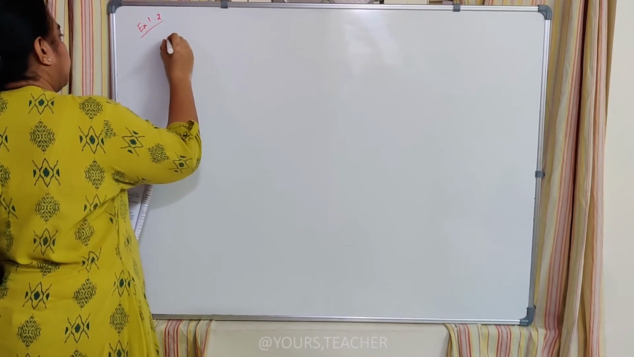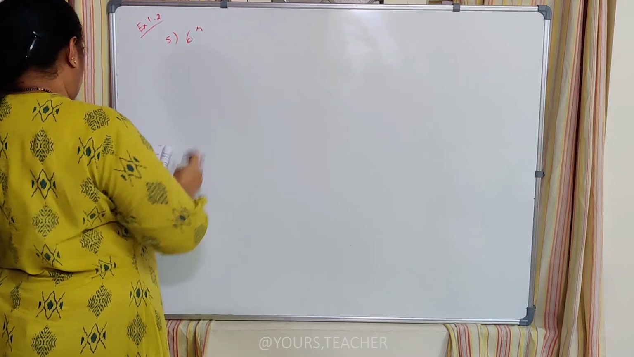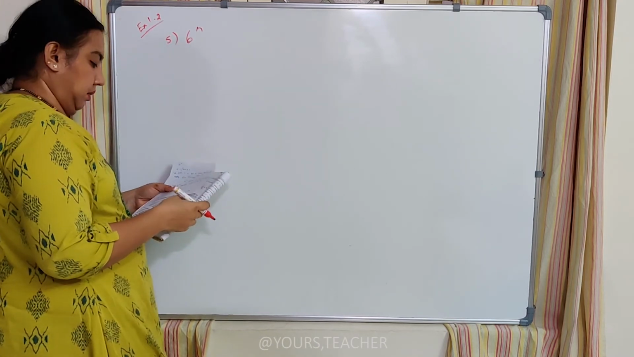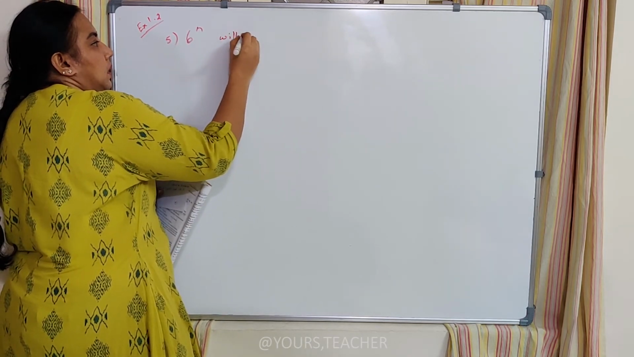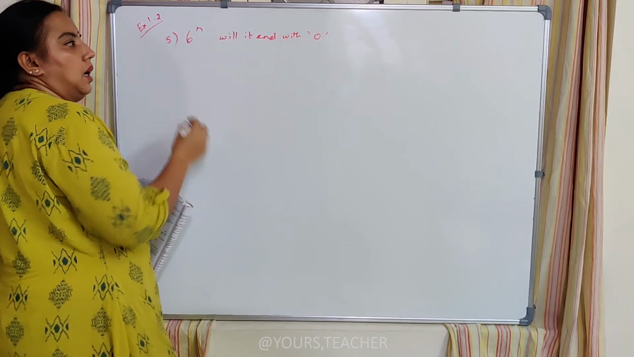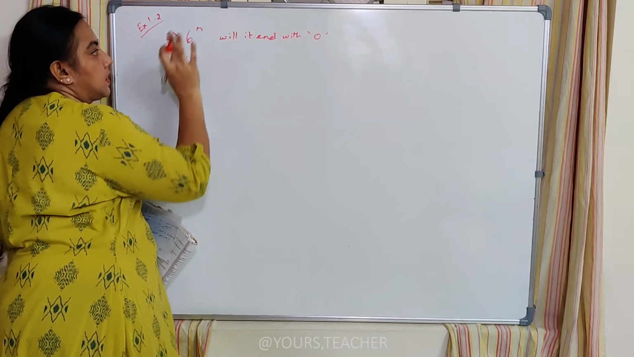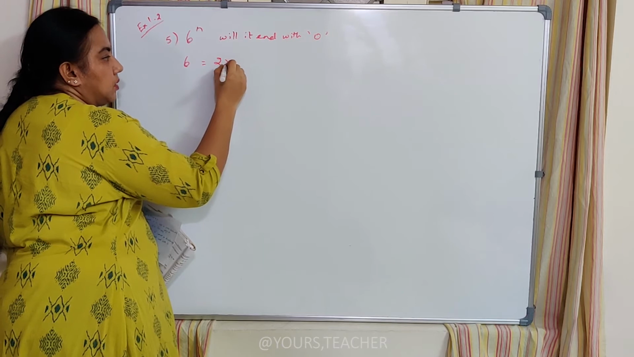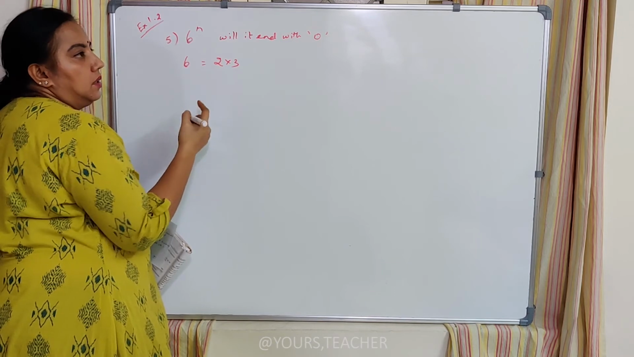Going to the fifth sum. We have to check whether 6 power n, let n be any number, will it end with 0? This is the question. And we don't know what the n will be. It can be any number. So I am just considering 6 alone first. I am leaving the n, just forgetting the n. Let us consider the 6 alone. 6 can be written as 2 into 3. Correct? Factors of 6 are 2 into 3.